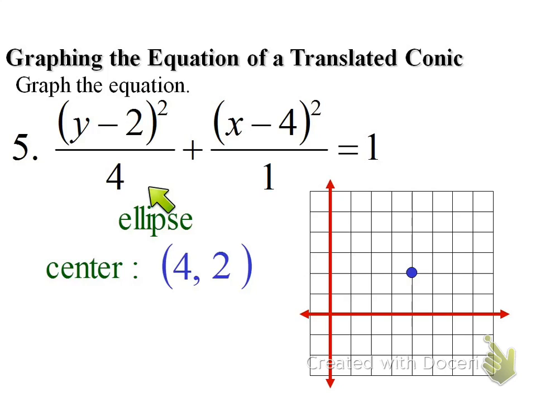Now, which one of these is A? Yeah, the 4. The 4 is the A. It's below the y. So this is going to be a vertical major axis. So if I'm doing side to side first, I would look below the x value. The square root of 1 is 1. So that's your B value. B is 1. So you go to the right one, you go to the left one. Those are your co-vertices.